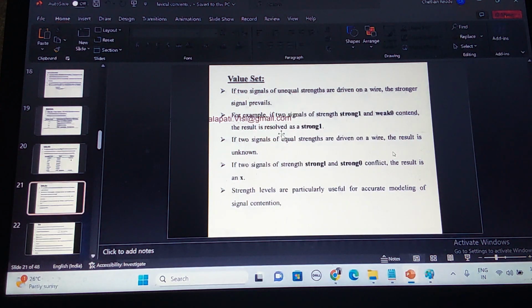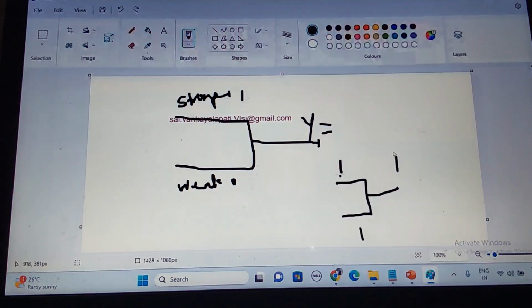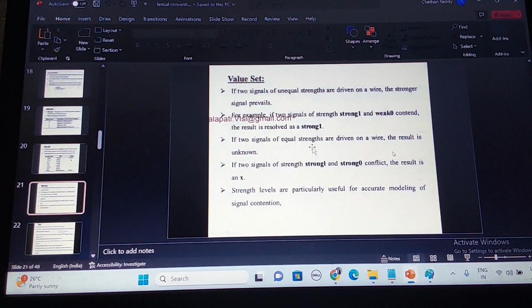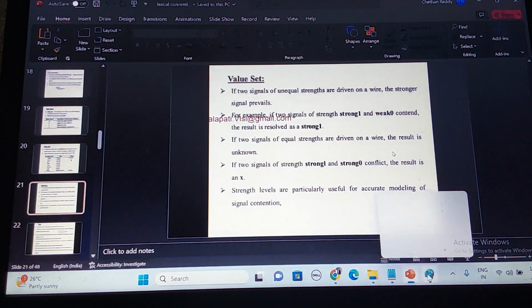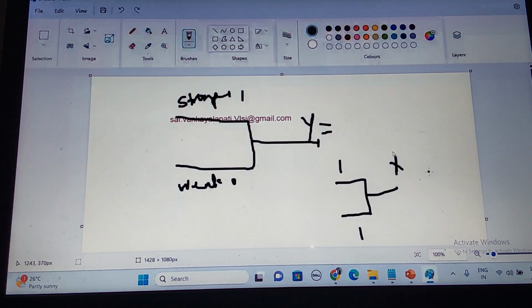Strong 1. If two signals of equal strength are driven on a wire, the result will be unknown. If the two signals are the same, equal strength, the result should always be unknown. It should be X. You understand?